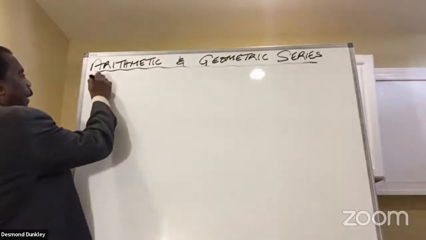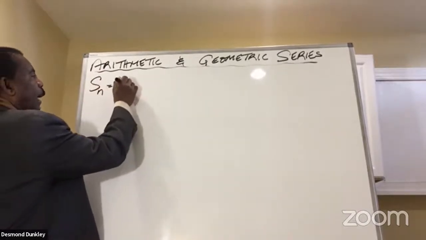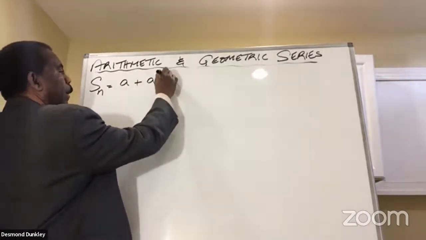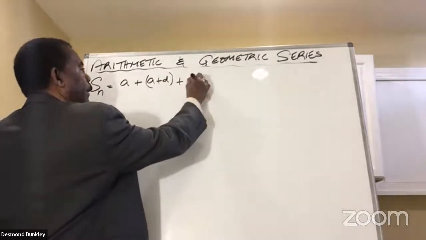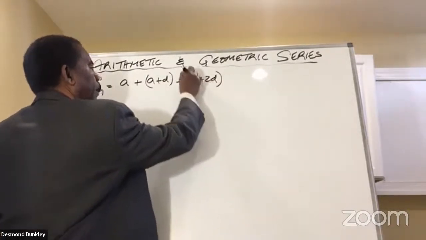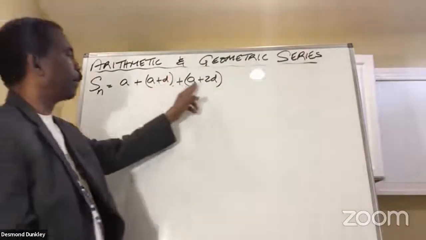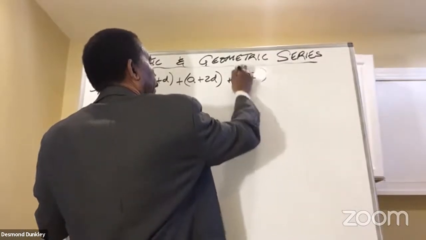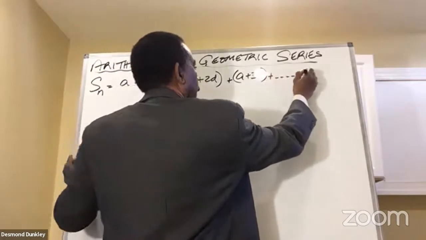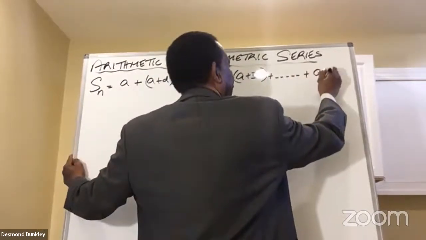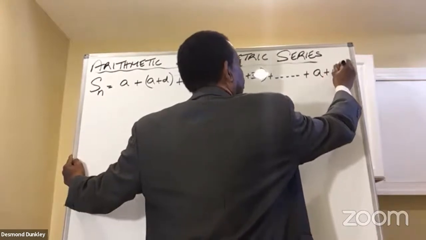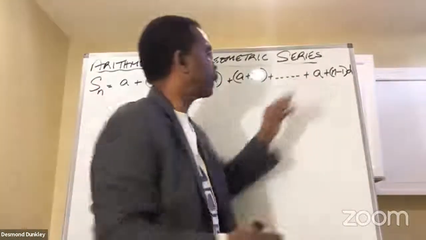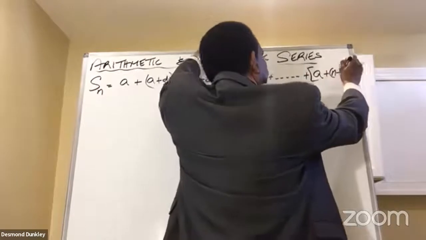Well, the sum of the first n terms is going to be equal to A plus A plus D plus A plus 2D. So this is your first term, second term, third term, plus A plus 3D plus, and so on, up to the last term, which is going to be A plus N minus 1 times D. A plus N minus 1 times D. That's the last term.